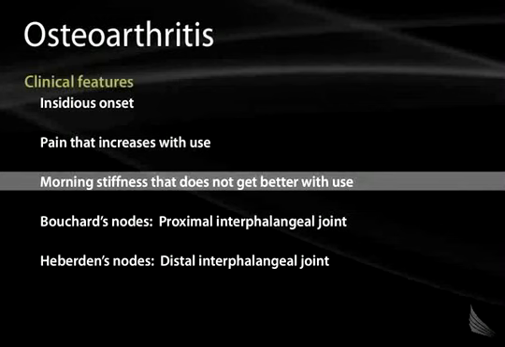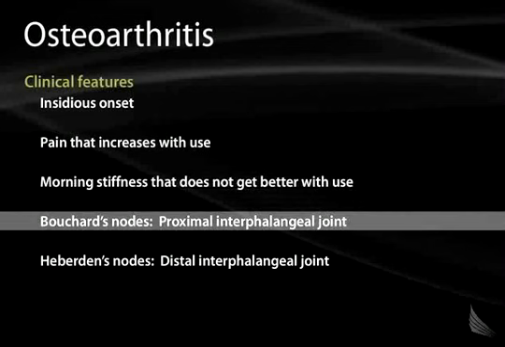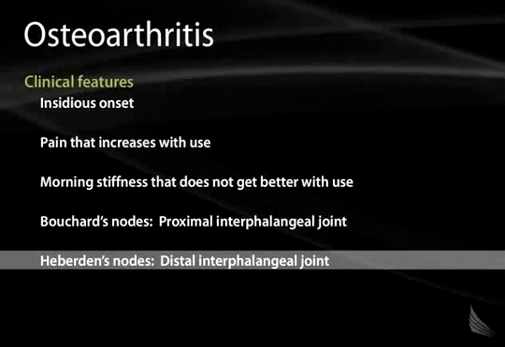In terms of the physical exam, you'll see on your USMLE exams and also when one is on the wards, patients referred to as having Bouchard's nodes and Heberden's nodes. Bouchard's nodes refer to osteoarthritic changes that occur within the proximal interphalangeal joints. Heberden's nodes refer to those osteoarthritic changes that occur at the distal interphalangeal joints.